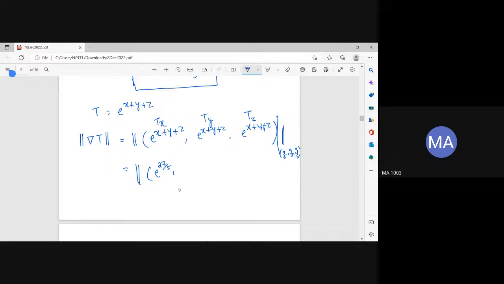fx is 2 times y minus 15 by x squared. This has to be equal to 0. fy is 2 times x minus 15 by y squared. This has to be equal to 0. So y has to be 15 by x squared. So x squared y has to be 15. Okay, we'll keep y as 15 by x squared.